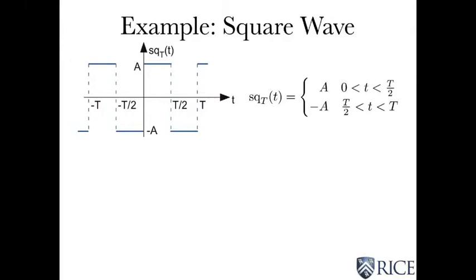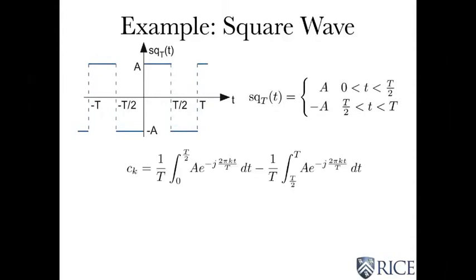Okay, so to do the integral, what we have to do is split the range of integration up so that within each range we have an analytic formula for what the signal is. So from 0 to T over 2, it was just A. From T over 2 to T, it's minus A. So now we can do the integrals, and these integrals are pretty easy to do. I'm going to do the one on the left.